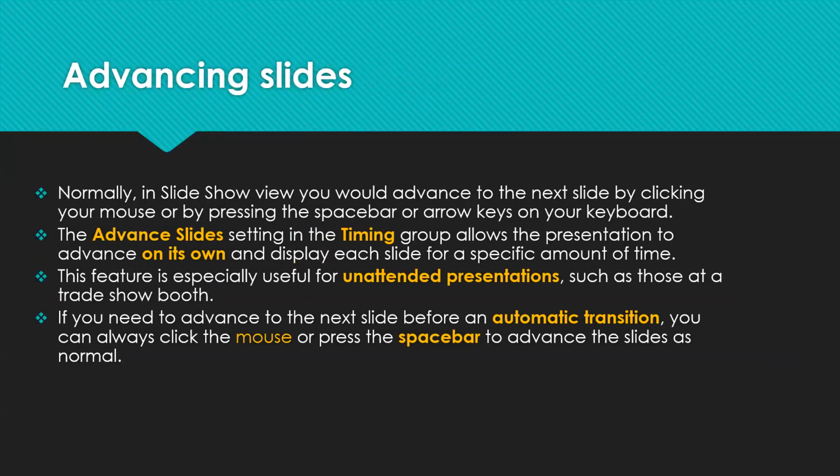So we'll see how to advance slides. Normally in slide view, you would advance to the next slide by clicking your mouse button, by pressing the space bar or the arrow keys on your keyboard. The advance slide setting in the timing group allows the presentation to advance on its own and display each slide for a specific amount of time. This feature is especially useful for unattended presentations such as those at a trade show booth. If you need to advance to the next slide before an automatic transition, you can always click the mouse or press the space bar to advance as normal.